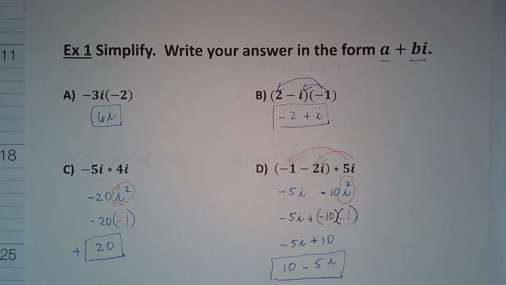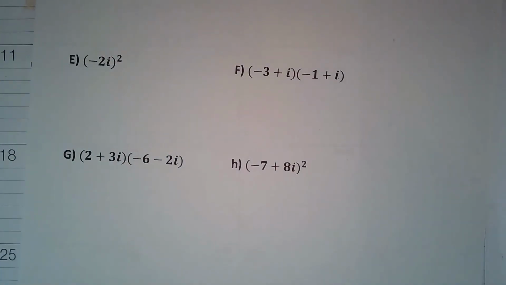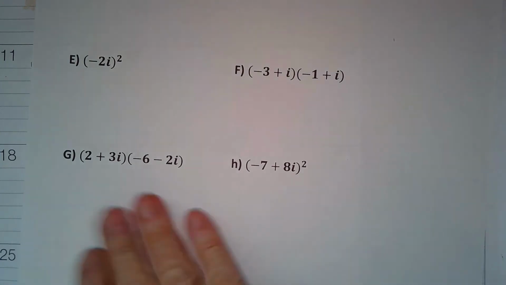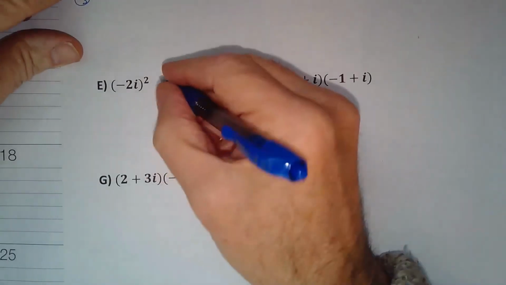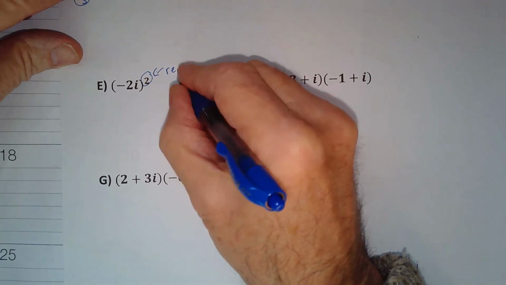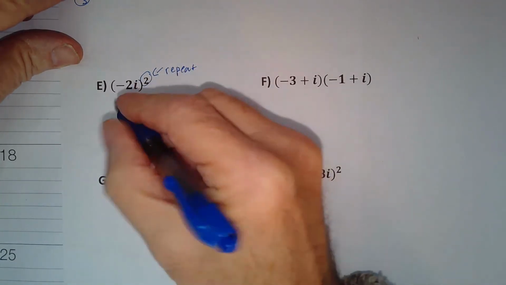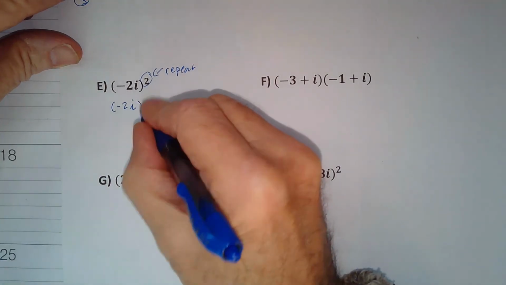Let's go on to, this is our last set. Yes, last set. So I got negative 2i squared here. And so whenever you see something squared, you're going to repeat this. So that means I've got negative 2i times negative 2i.